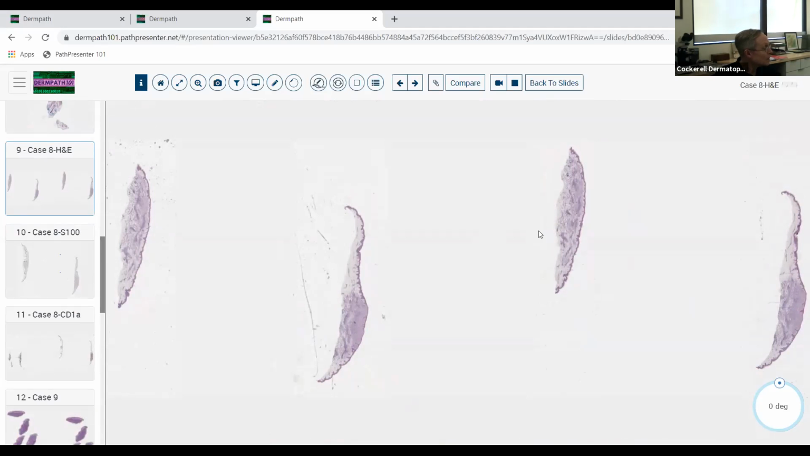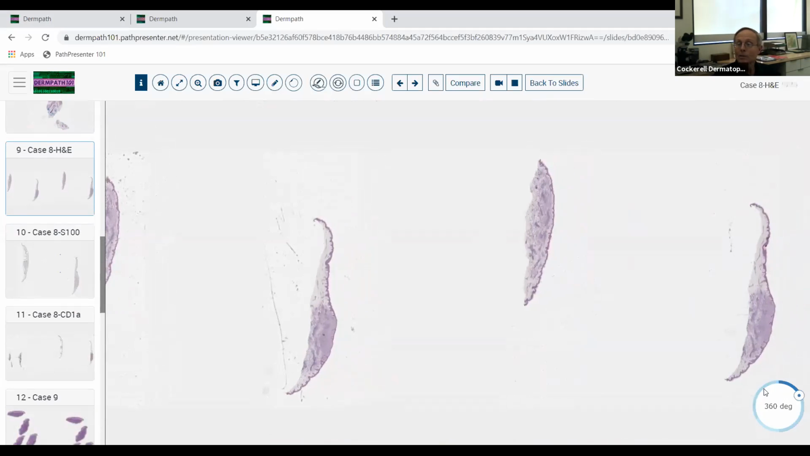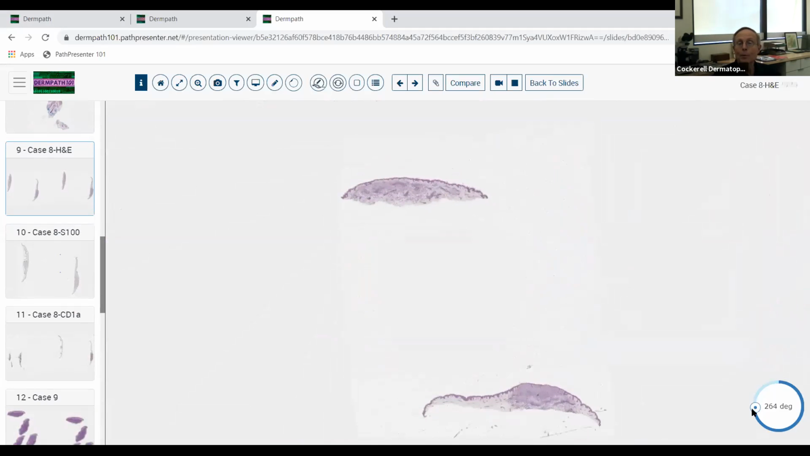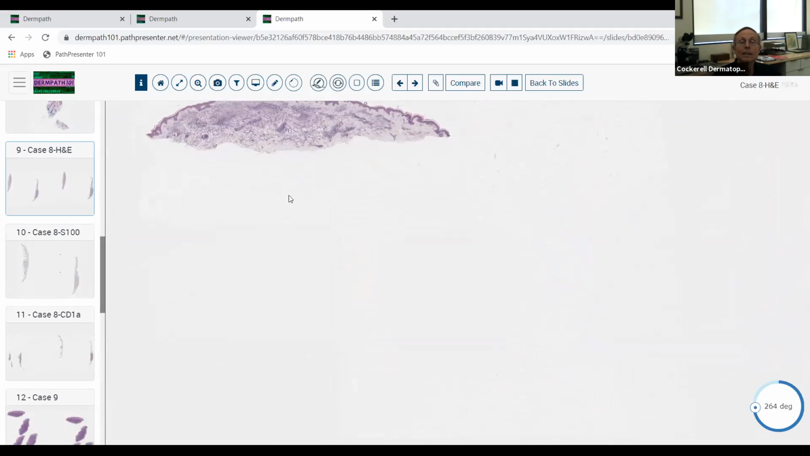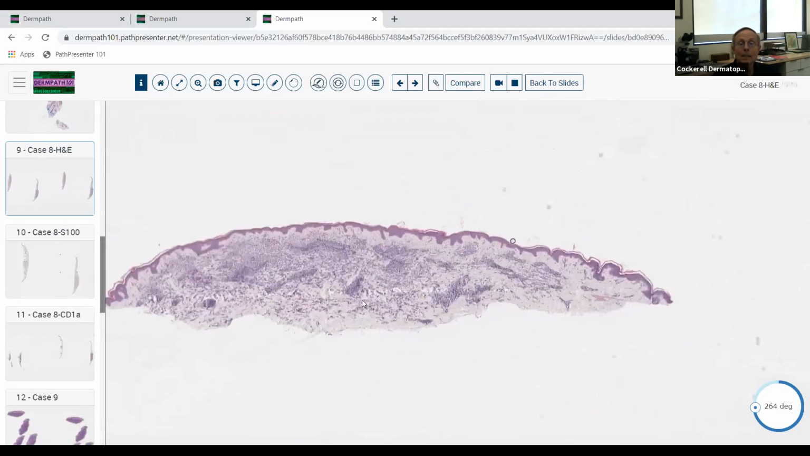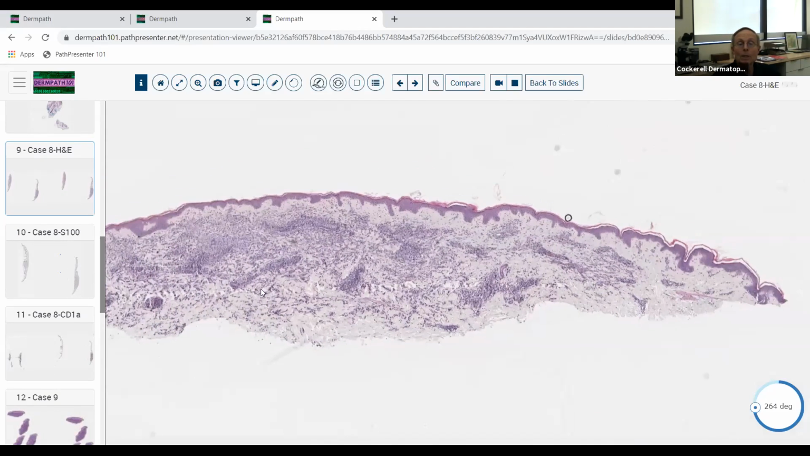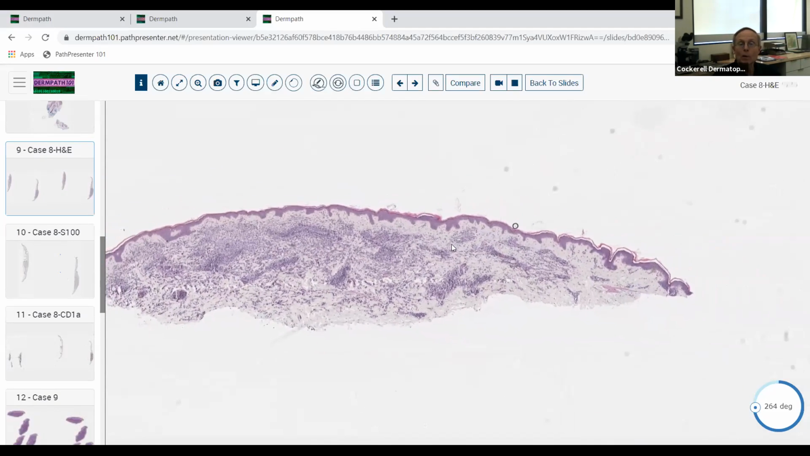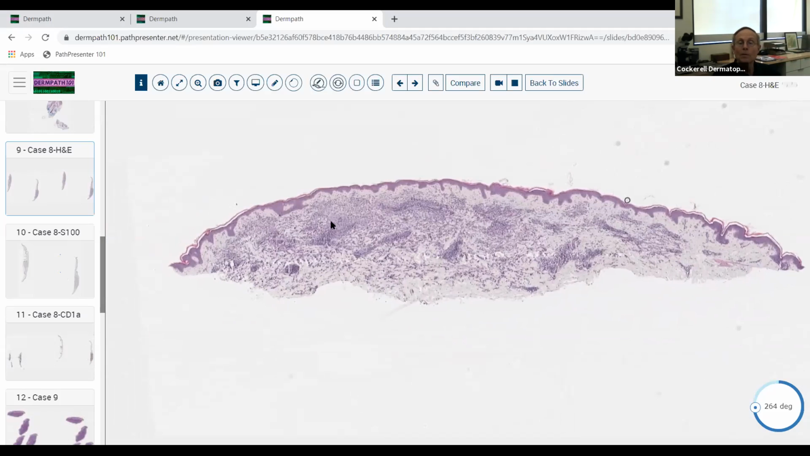Okay, so moving on to case 8. And this is an interesting case here also. Got a couple of different little papules here that they've sampled. And let's go to this one over here. And we're looking in the dermis, and we see this inflammatory process. It's perivascular, and also it's got cells that are not just purely around the blood vessels.